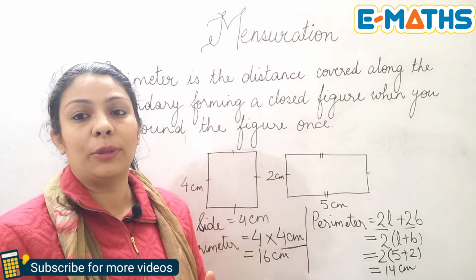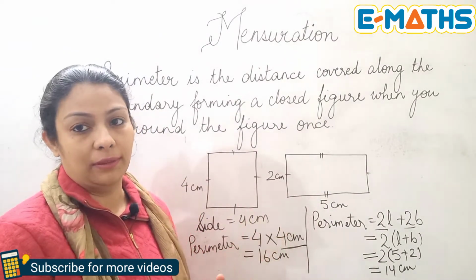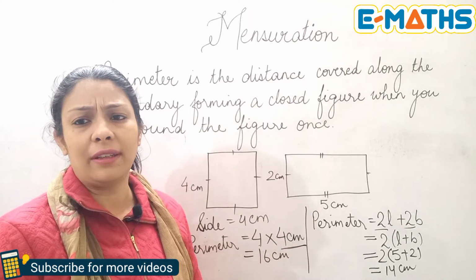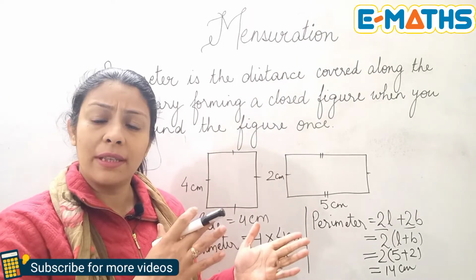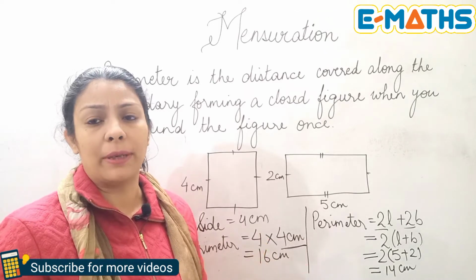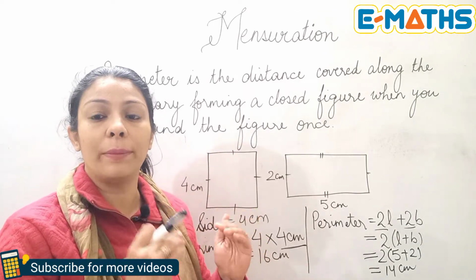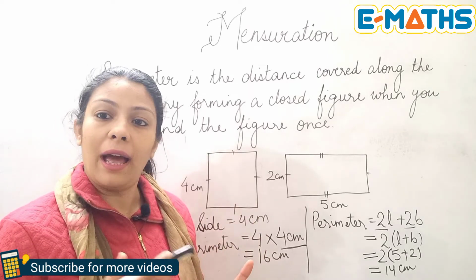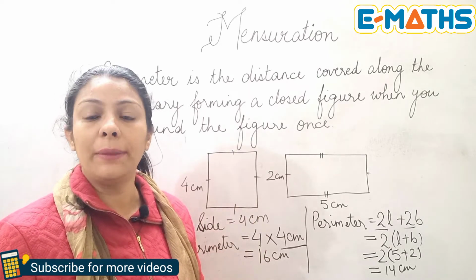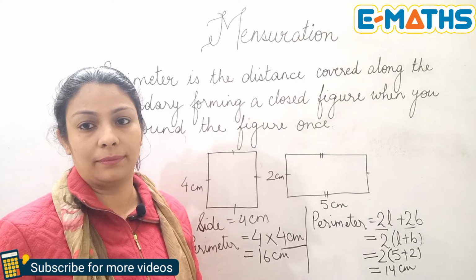So that's how we calculate the perimeter of any closed figure. In case it is an irregular figure, that means it has all its sides of different measurements. In that case you need to write down the measurements properly and then add them up. You will get the perimeter of that irregular figure.